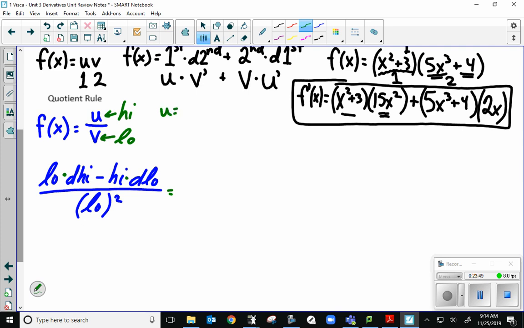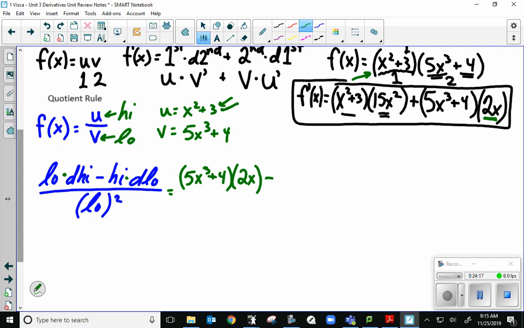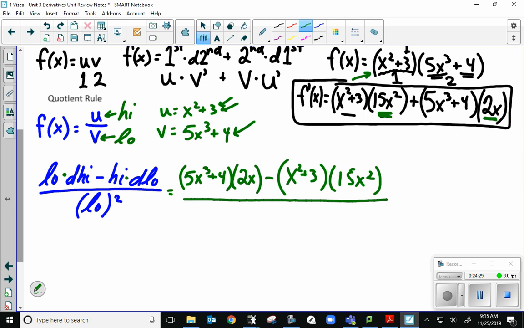So let's use our same u and v. Let's say u was x squared plus 3, and v was 5x cubed plus 4. I'm using the same things I did for my product rule. So I would take the low just as it is, 5x cubed plus 4, times the derivative of the high. The derivative of this, we already know that's 2x. Minus the high just as it is, x squared plus 3, times the derivative of the low, which we already took. That's 15x squared. I draw a line and I square below.